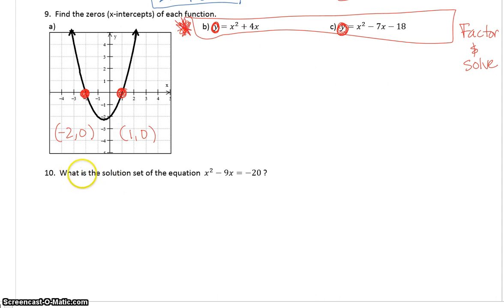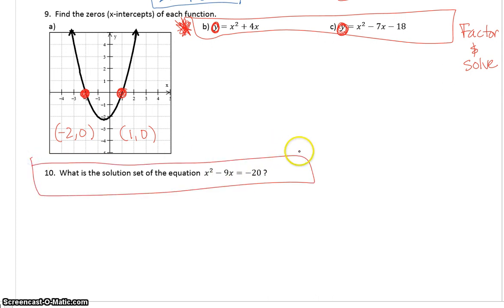And then number 10, what is the solution set of the equation x squared minus 9x minus 20? Again, I'm going to have you do this for tomorrow. Make sure that you get this set equal to 0 first, and then factor and solve.